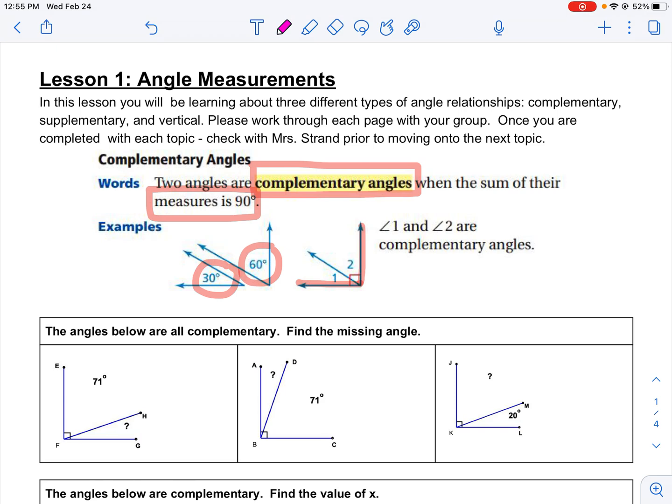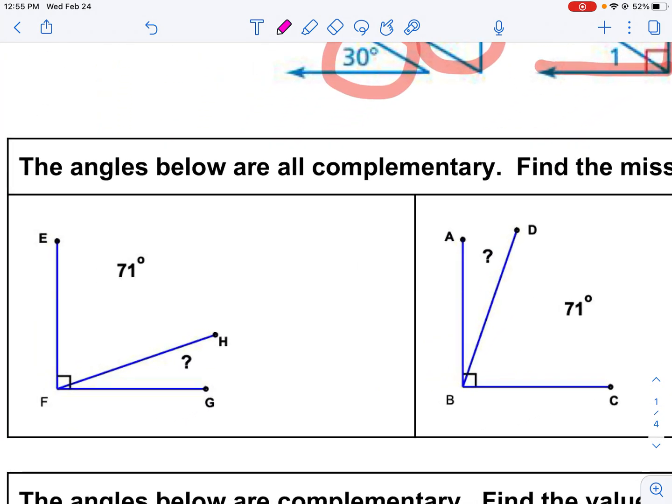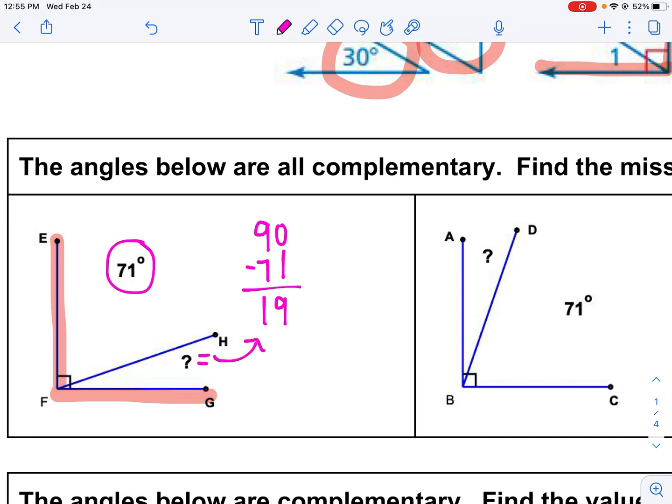So our first 3 examples are all going to be the examples where you basically could look like you're subtracting to get the answer. So we can see that this is a 90-degree angle, and with that 90-degree angle, we have paired it with a 71-degree angle. So 90 minus 71 would give us a 19-degree angle for our question mark.